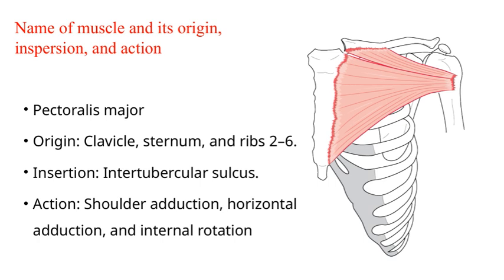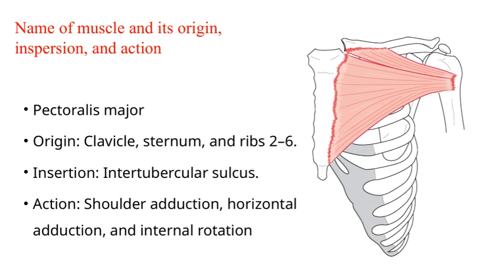These points of origin provide a broad base, allowing the muscle to perform multiple functions. Its insertion is at the intertubercular sulcus of the humerus, which is essentially a groove on the upper arm bone. When the pectoralis major contracts, it primarily causes shoulder adduction, meaning bringing the arm toward the body's midline. It also facilitates horizontal adduction, which is moving the arm across the chest, and internal rotation, turning the arm inward.